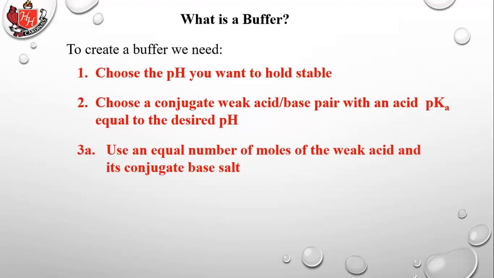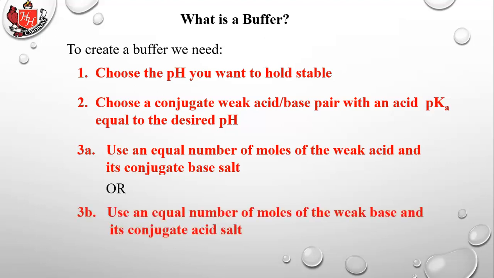The third thing you need to do, and this is what we're going to do in this lesson, is use an equal number of moles of a weak acid and its conjugate base salt. Or you could flip that around. You could use an equal number of moles of a weak base and its conjugate acid salt. In our example today, we're going to do the first option. We're going to take the weak acid and its conjugate base salt to create equal numbers of the acid and the conjugate base.